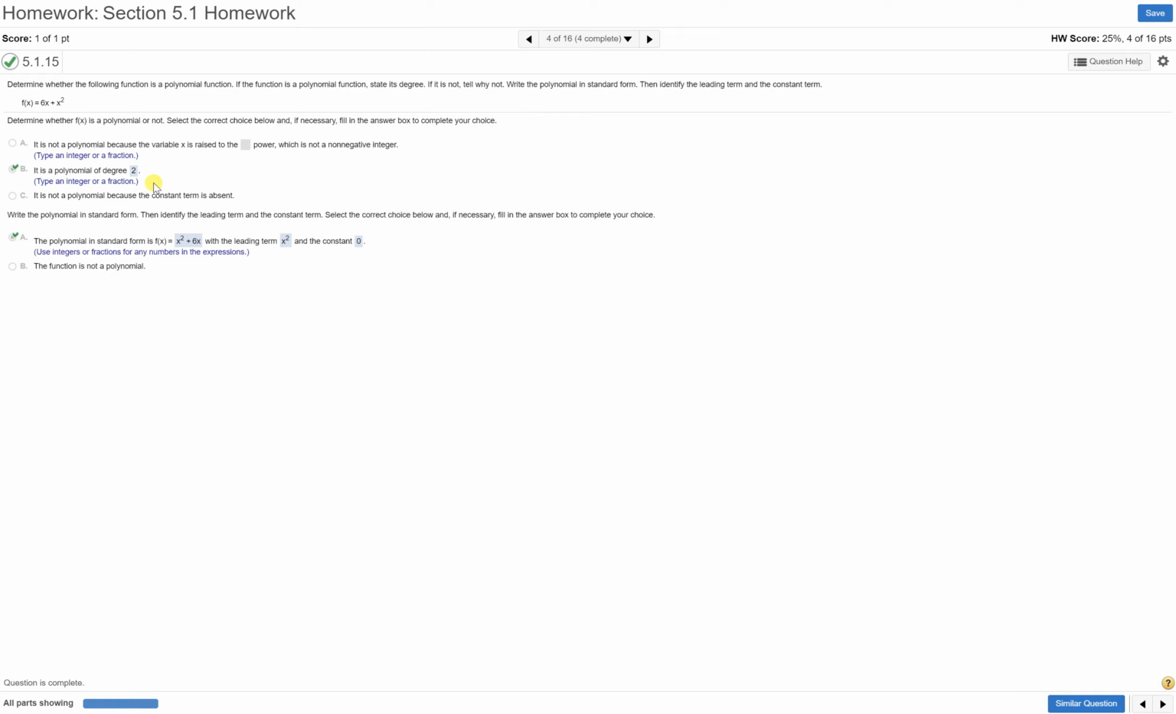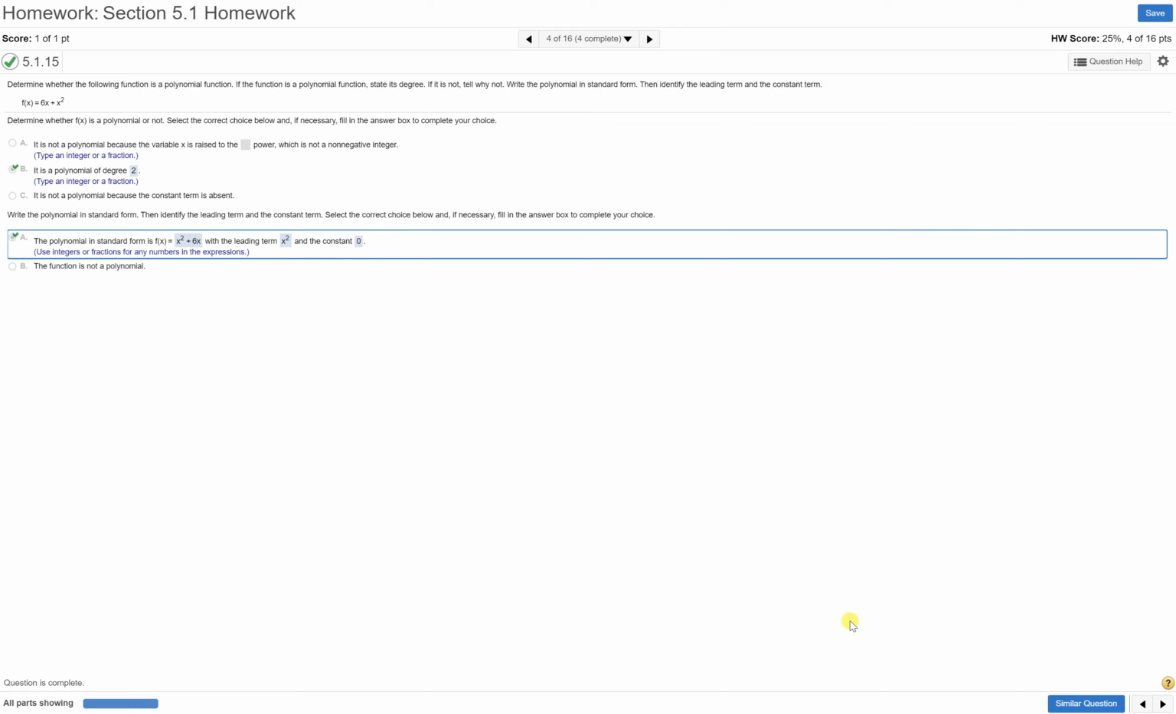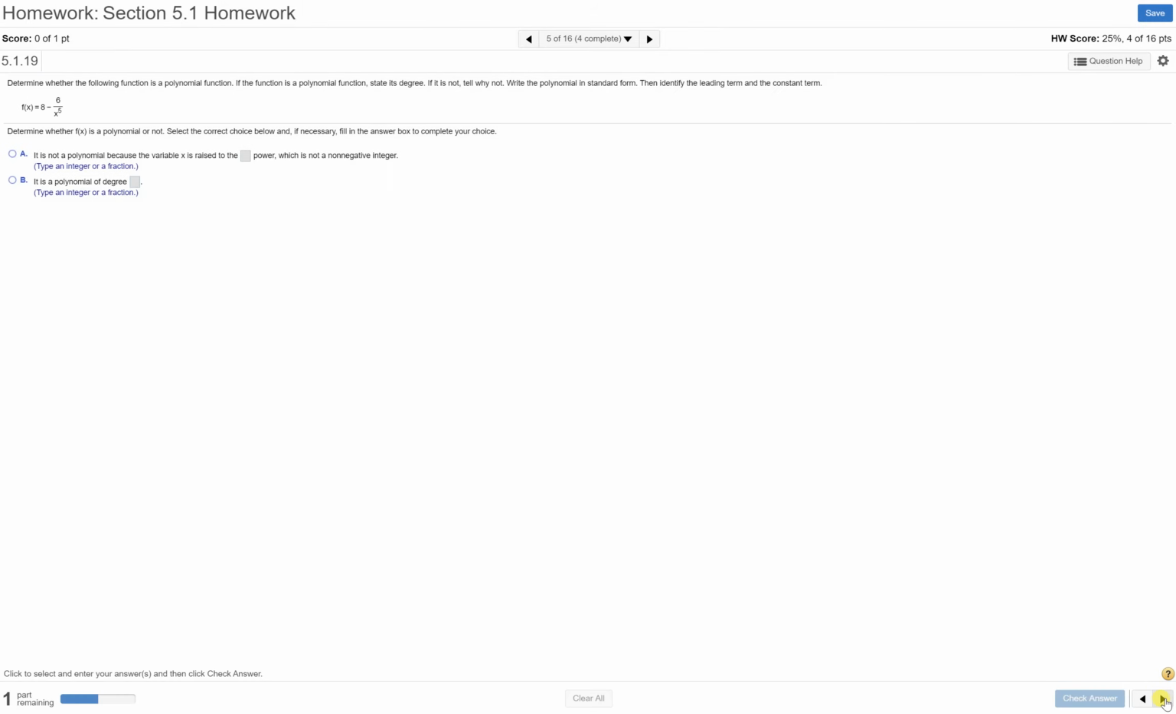Let's rewrite that equation correctly though. The polynomial should be rewritten in what we call standard form, or in decreasing order. We put the biggest power first and then go down until we reach 0. There are only 2 terms, so x squared plus 6x is done. It's asking what the leading term is. The leading term is the biggest power term, so it's x squared. What's the constant? The constant is whatever is being added without the variable. Since it doesn't have one, the constant is 0. Okay, all right, next question.